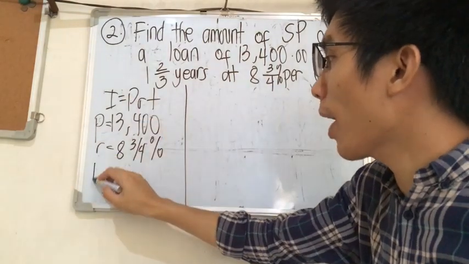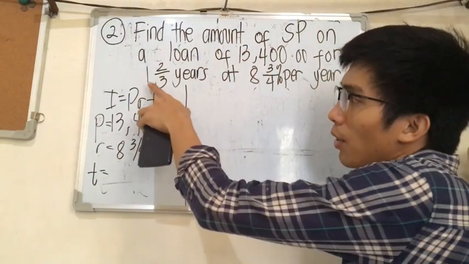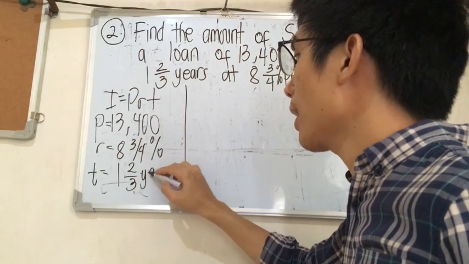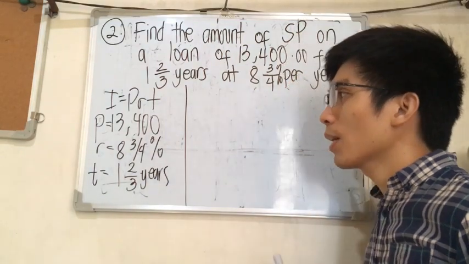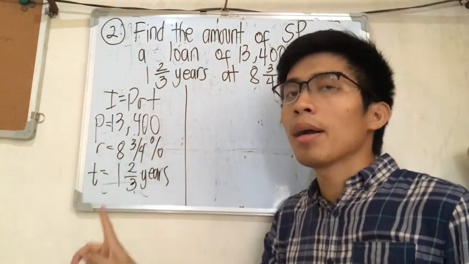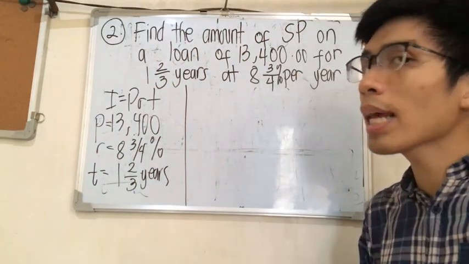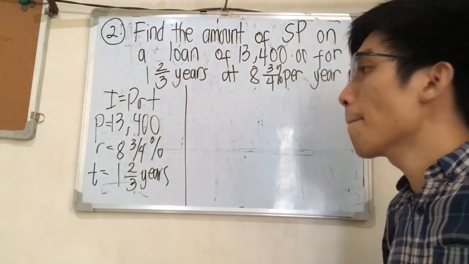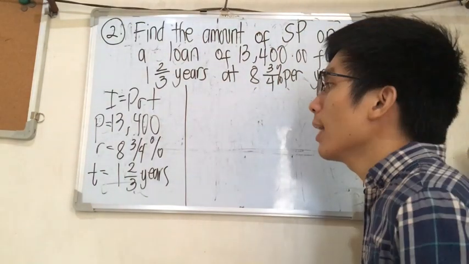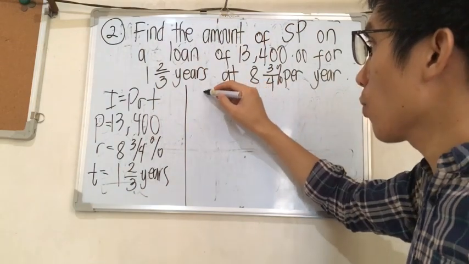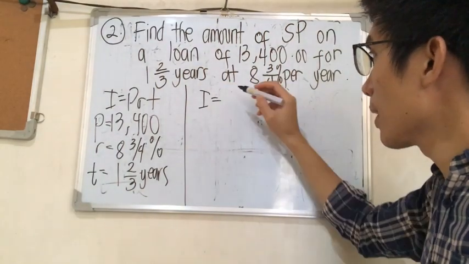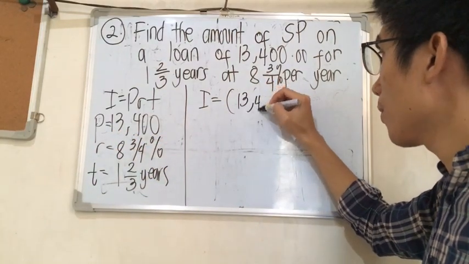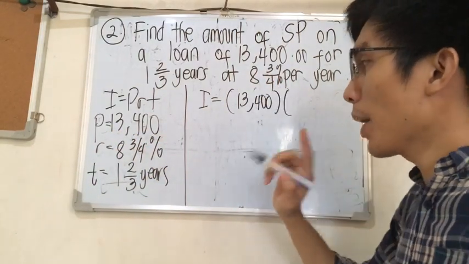So now let's find the time. What is the time here? Very obvious. 1 2/3 years. Okay, so that is my time. So in this example, I have P, R, and T. So obviously, I only have to find the interest, or the simple interest amount. Okay, so let's try to solve this one. What is my principal amount? That is 13,400.